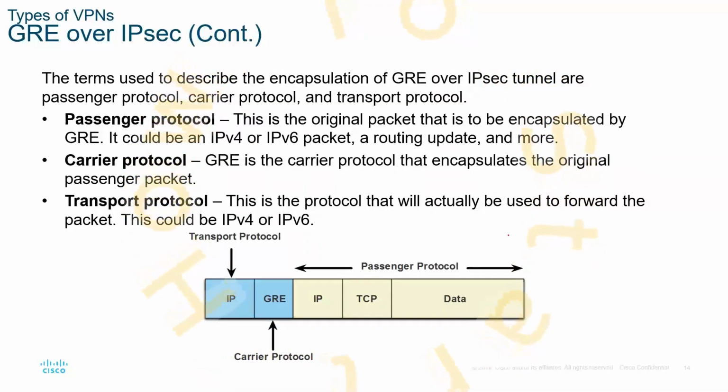So, what are some of the different layers within our GRE? There's a few terms we need to look at. Passenger protocols. That is going to be the original packet that is being encapsulated by GRE at layer 3. So that's either IPv4 or IPv6 or any form of layer 3 packet. We have the carrier protocol. Here the GRE will be the carrier protocol, and that will encapsulate the original passenger packet. Lastly, we have a transport packet, and that will be the protocol that will actually be used to forward the GRE packets to the destination, and that will be either IPv4 or IPv6.